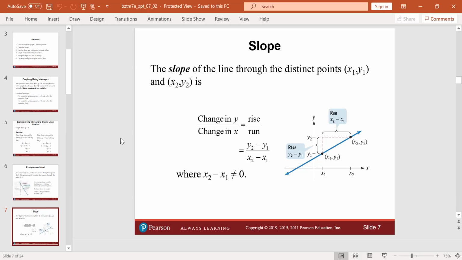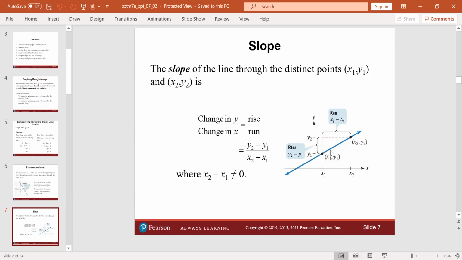Now let's talk in more general principles about lines. Let's talk about the slope of a line. The slope of a line, what the slope does is it tells you how much this thing changes in the vertical direction, the rise, for every unit change in the horizontal direction, sometimes called the run.